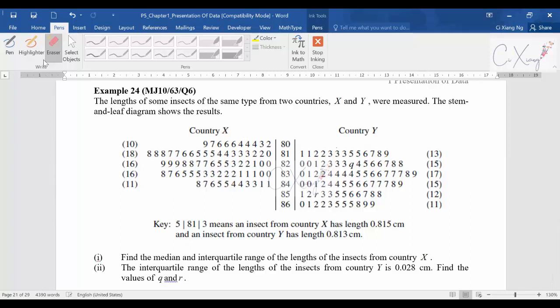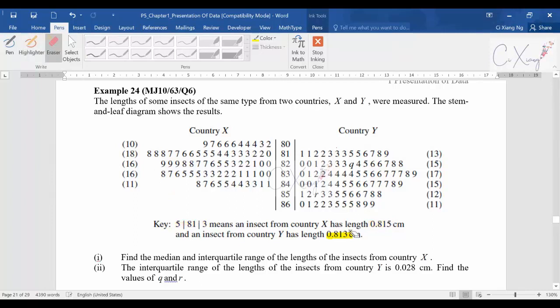And then if you look at the key, what does the key mean? 813 means that it is 0.815 and also 0.813. So you should roughly know how to read this stem and leaf diagram. This is something new that you learned at the very beginning part of this chapter, right? Now they try to combine the diagram and also the median concept together. You can see that they like to link everything together.